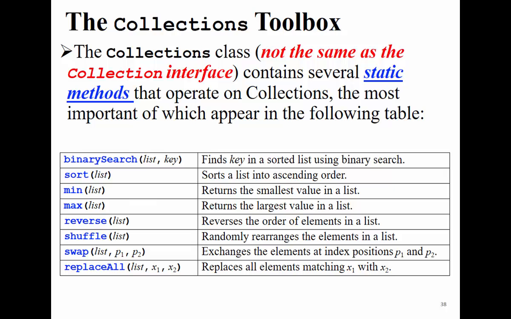That means we can access these methods by providing Collections.binarySearch, for example, and we can give a list and give a key and ask it to find the key inside the sorted list. So for the binary search, one of the preconditions is that the list should be sorted in advance. So we provide the list and we provide the key and try to find the element inside the list.